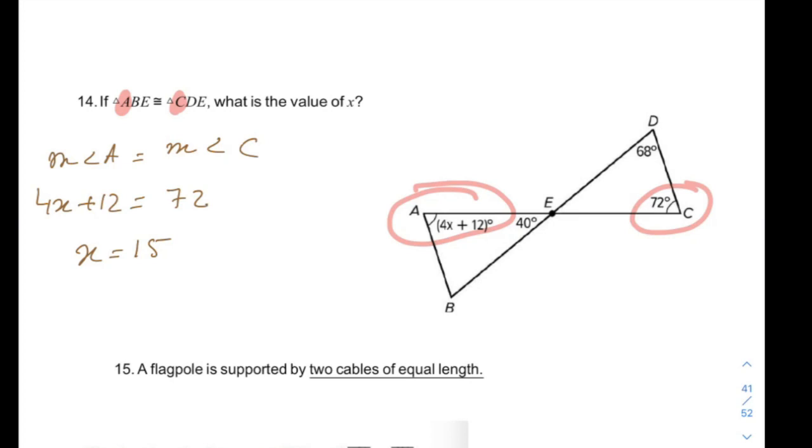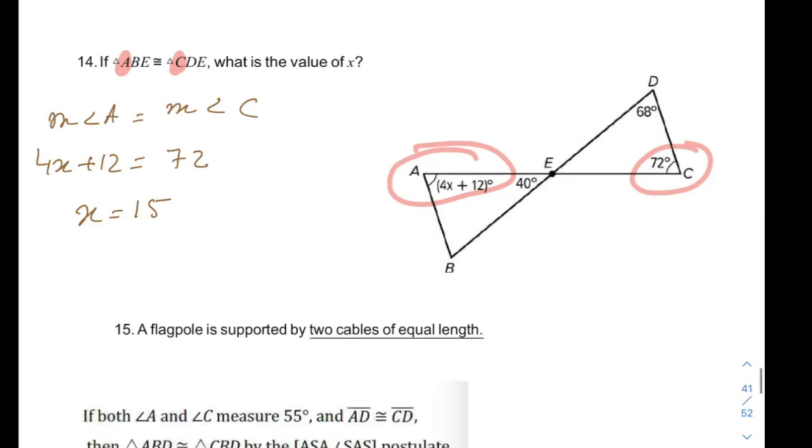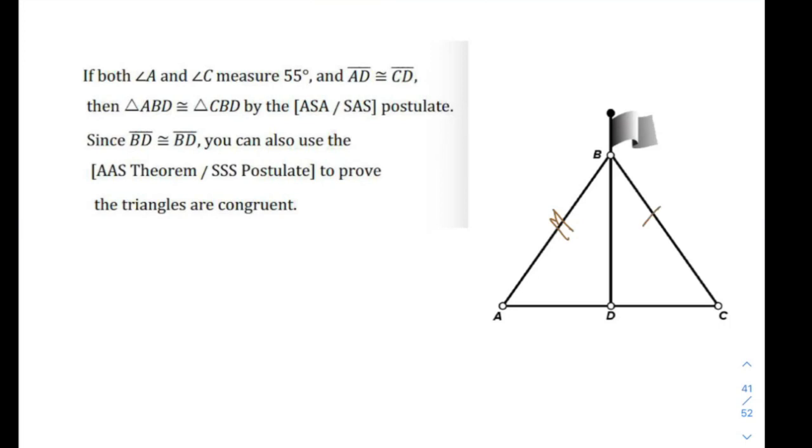A flagpole is supported by two cables of equal length. So this is congruent to that. AD is congruent to CD. This one is congruent to this one. Then triangles are congruent by what? ASA, SAS so far. Both A and C. He is giving you measure of A and C, 55 here. This is 55, this is 55.